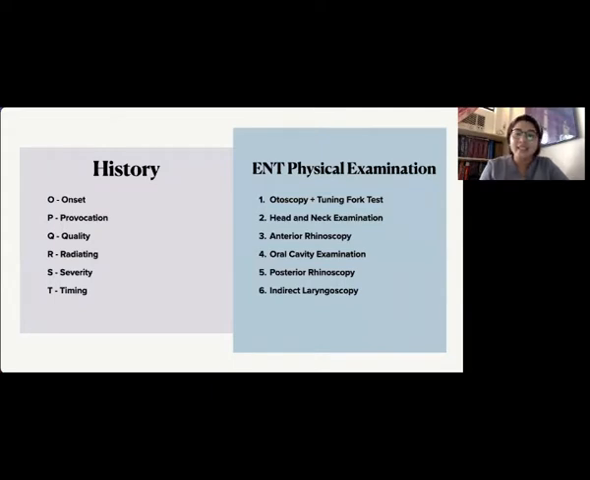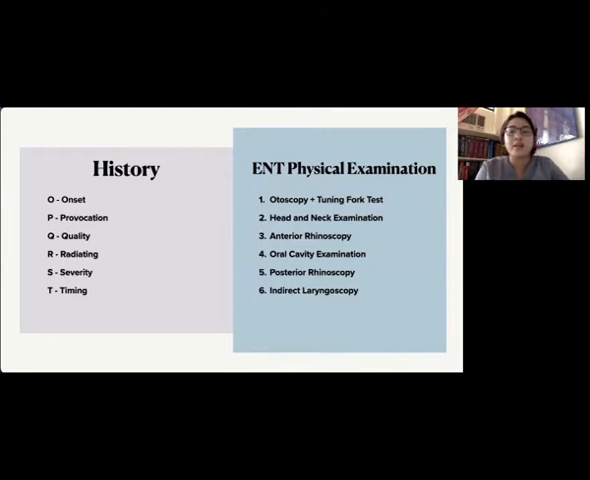So in ENT, taking history is quite similar to general medicine, pediatrics, and adult medicine. Of course, it is important to ask for the OPQRST, which is the onset, provocation, quality, radiation, severity, and also the timing. What makes ENT special is that the physical examination is something that we did not get to do or encounter often during our earlier days in medical school. So it would be nice that you get to experience it firsthand.